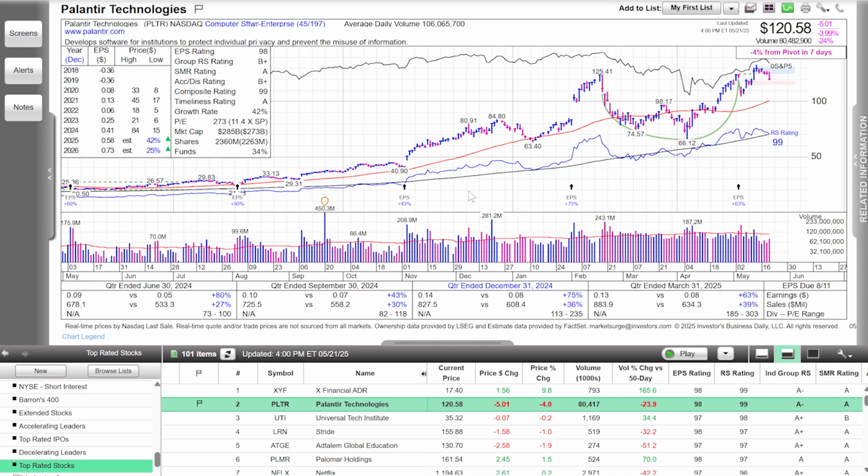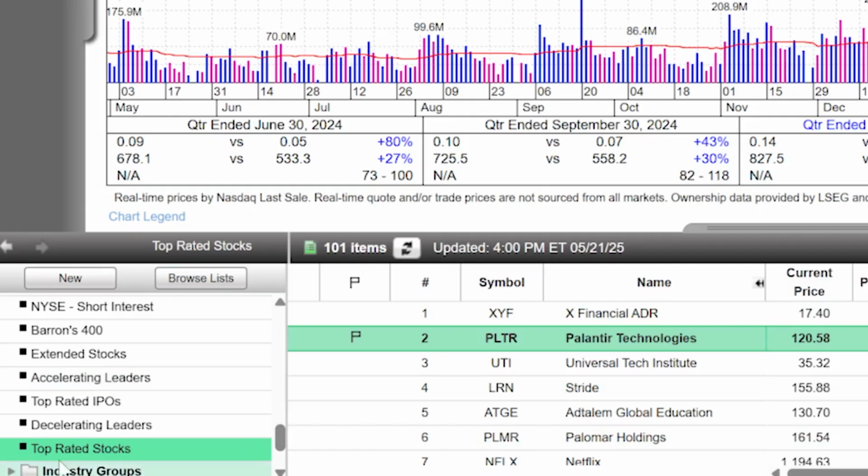So that's really what you need to know about MarketSurge's annotated charts. And now I want to show you a little bit about how the platform helps you find stocks to actually dive into and look at. I pulled Palantir from this top-rated stocks list, which is updated every day based on stocks with strong relative strength ratings as well as EPS ratings.